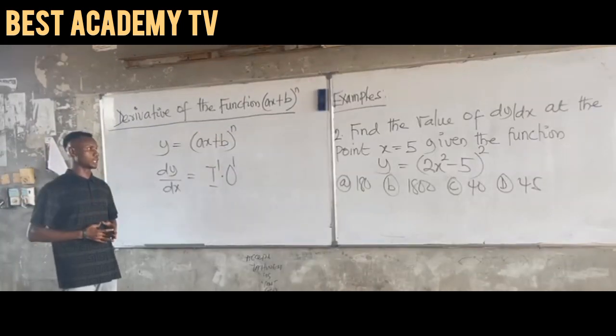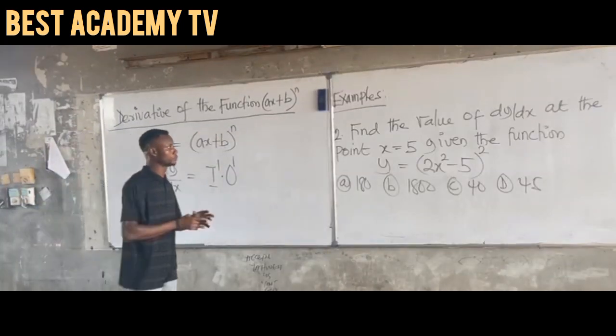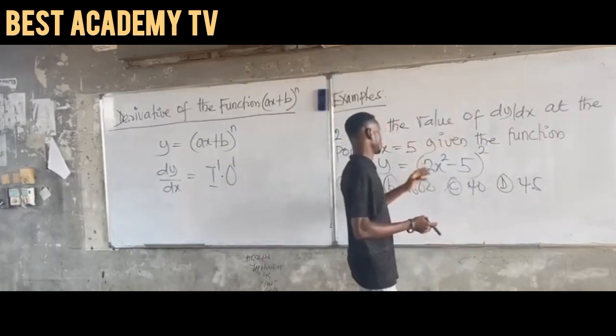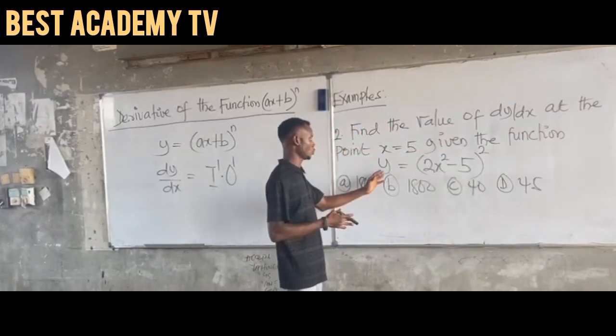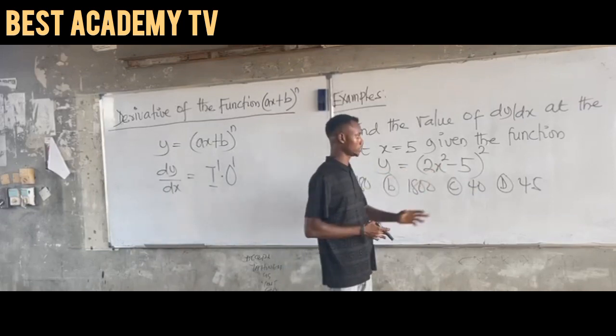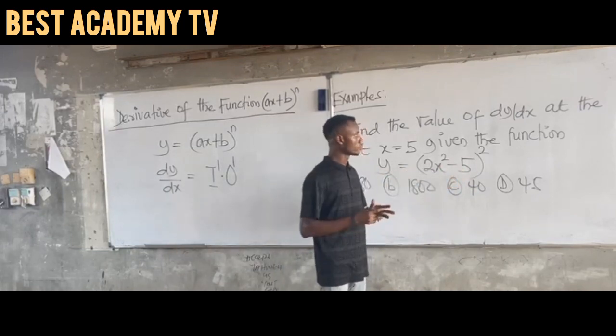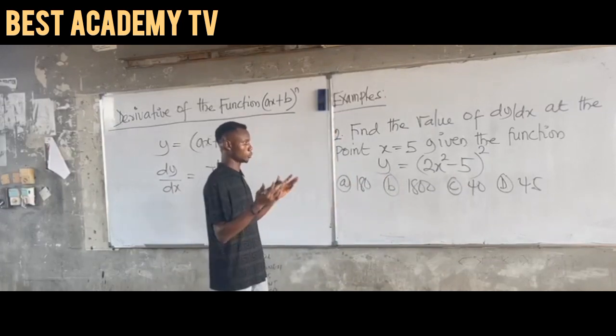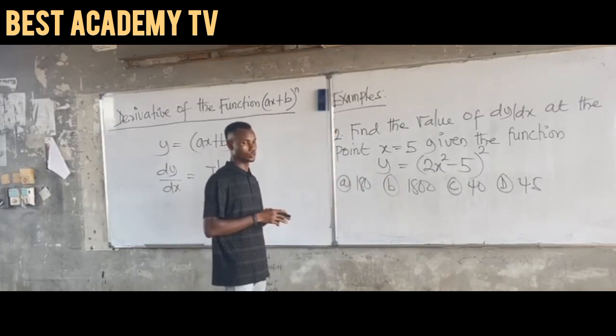Alright, let's take an extra question here, question 2. Find the value of dy/dx at the point s equal to 5, given the function y equal to (2s squared minus 5) raised to 2. Now, of course, we are given options here. Let's see if there's any option that is valid to what we are going to solve.